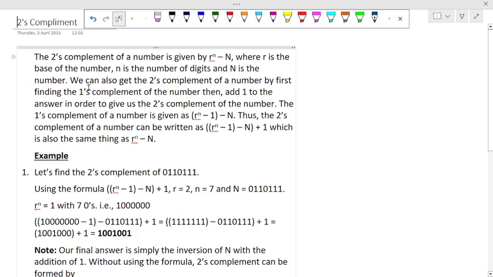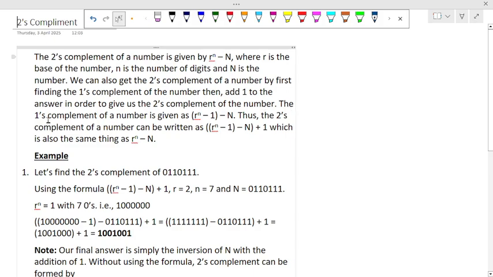Okay, but we know that that's the positive of the number. For the complement, you are taking the negative. That is, we are looking for the complement of the negative. So N is the positive, so we can simply say N is the number. We can also get the 2's complement of a number by first finding the 1's complement of the number, then adding 1 to the answer in order to give us the 2's complement of the number.